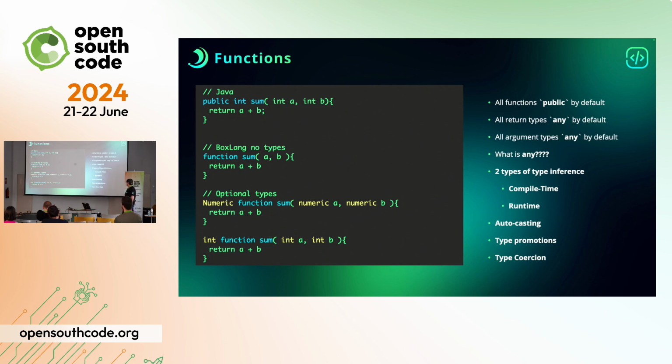They're optional. And then the question is, what is any? Any can be anything. Well, we try to infer it. We can do compile time inference. So by compiling your code, we can infer what you meant. Or we can also do runtime inference. And it can change. It can be fluid. One type can move from another type as well. And then we do all that auto-casting for you.